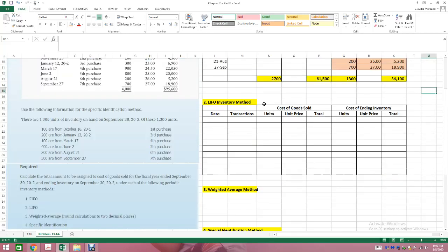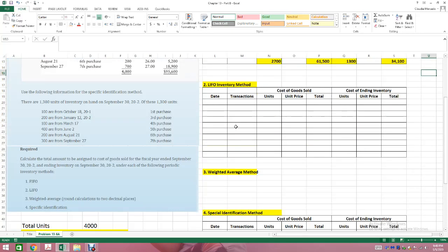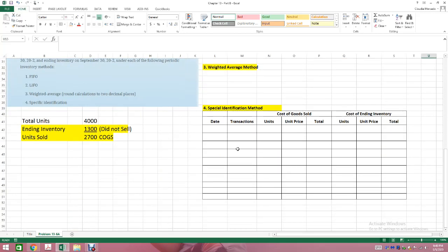So for each of the problems, whether it be using FIFO, LIFO, weighted average, or specific identification method, the ending inventory will be 1,300 units. The cost of goods sold will be 2,700 units. And then you're going to try to figure out the cost using the 4 methods, okay?